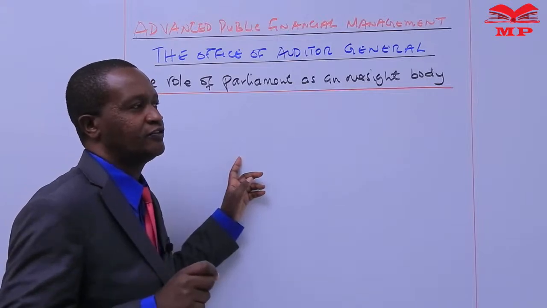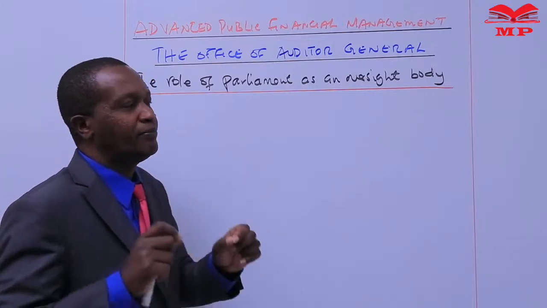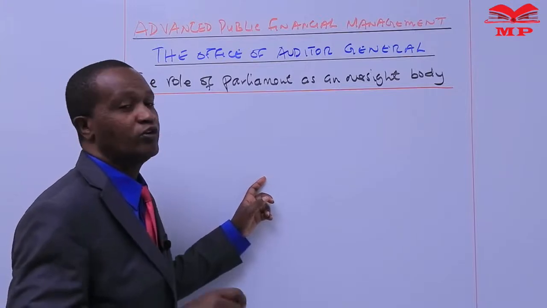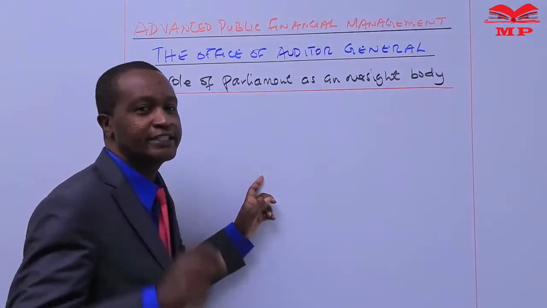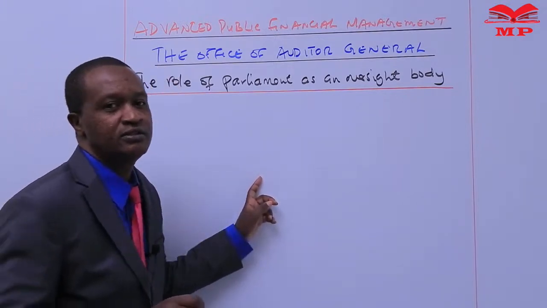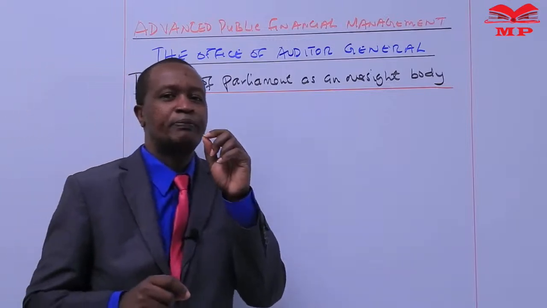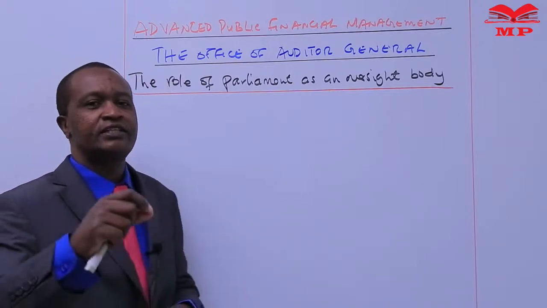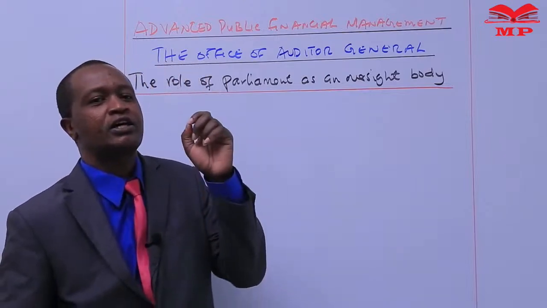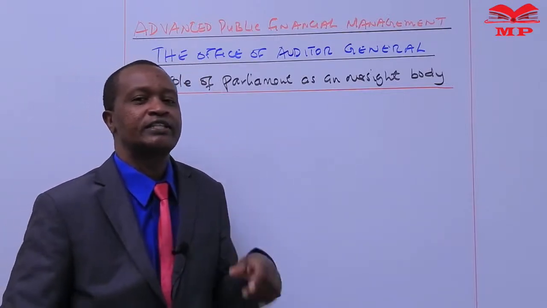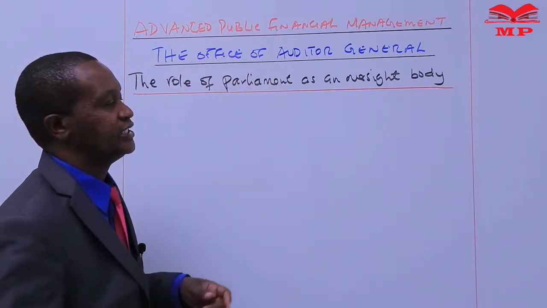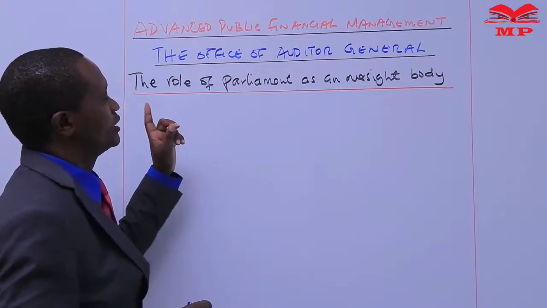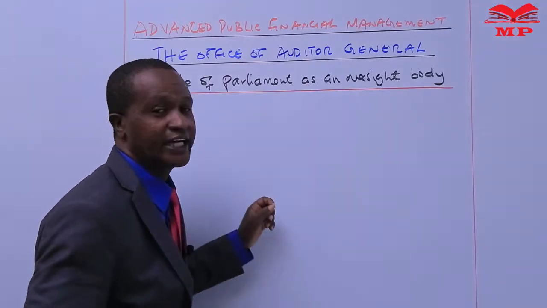Furthermore, candidates, the Parliament of Kenya is a bicameral Parliament that consists of two houses, that is the National Assembly and the Senate. It is composed of the Speaker of the National Assembly, the Speaker of the Senate, their deputies, and members of Parliament that are commonly referred to as members of the National Assembly and senators. So the question is, what is the role of Parliament as an oversight body?